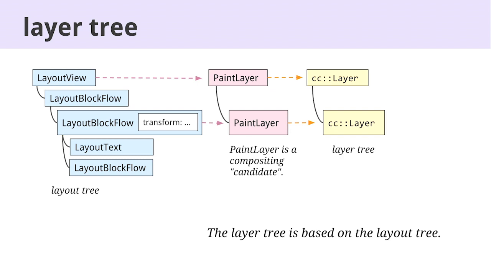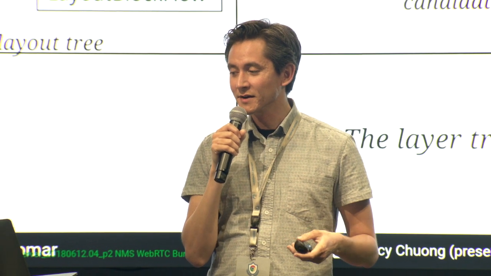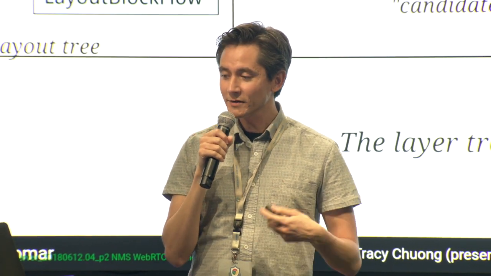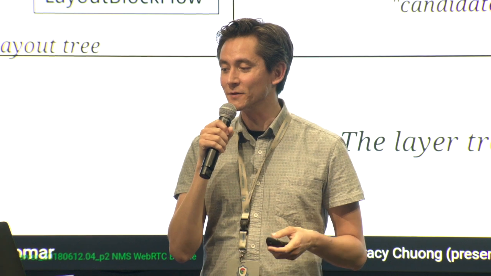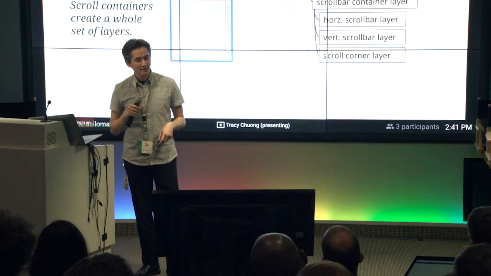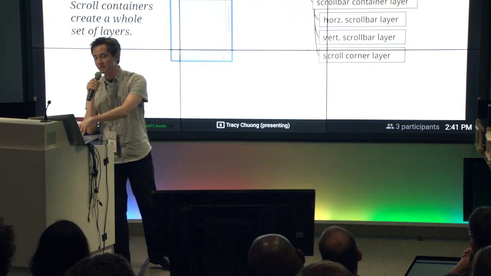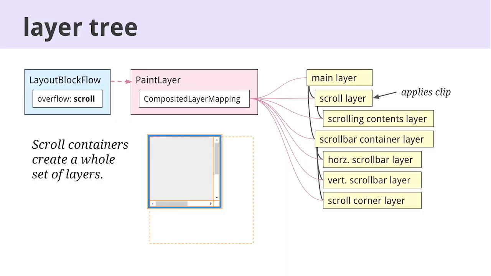The other thing to note here is an intermediate step called the paint layer tree before the CC layer tree. And paint layers are like candidates for layerization. So having a paint layer is necessary but not sufficient for an element to get its own CC layer. Elements that are scroll containers actually create a whole set of layers for things like the borders, the clip, and the scroll bars. So like each scroll bar is its own layer, and that scroll corner in between the two scroll bars is also a layer. And all those layers are managed by this composited layer mapping object, which is owned by the paint layer.